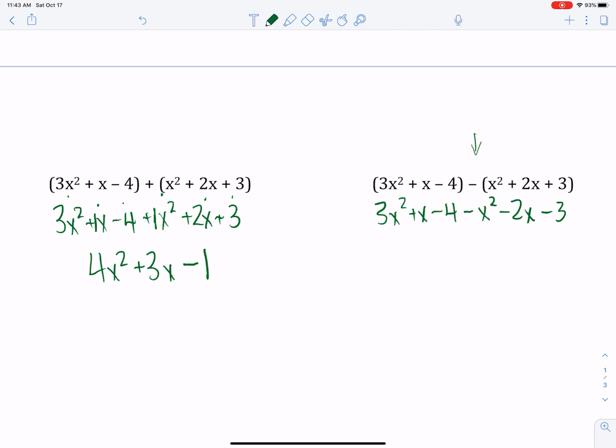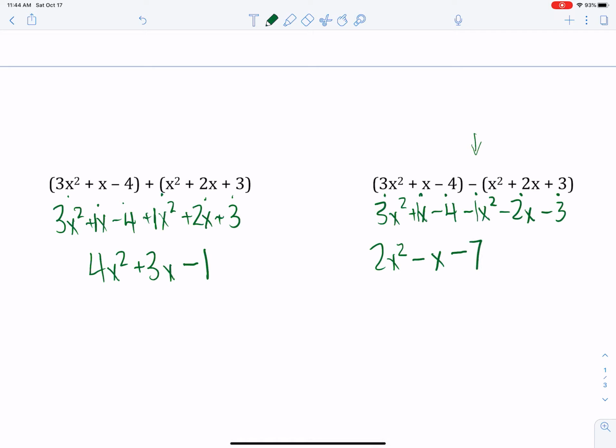So now I'm going to go ahead and put a 1 in front of x, a 1 in front of x squared. 3x squared minus 1x squared is 2x squared. 1x minus 2x is minus 1x, which I'm just going to write as minus x. And then negative 4 minus 3 would be minus 7.